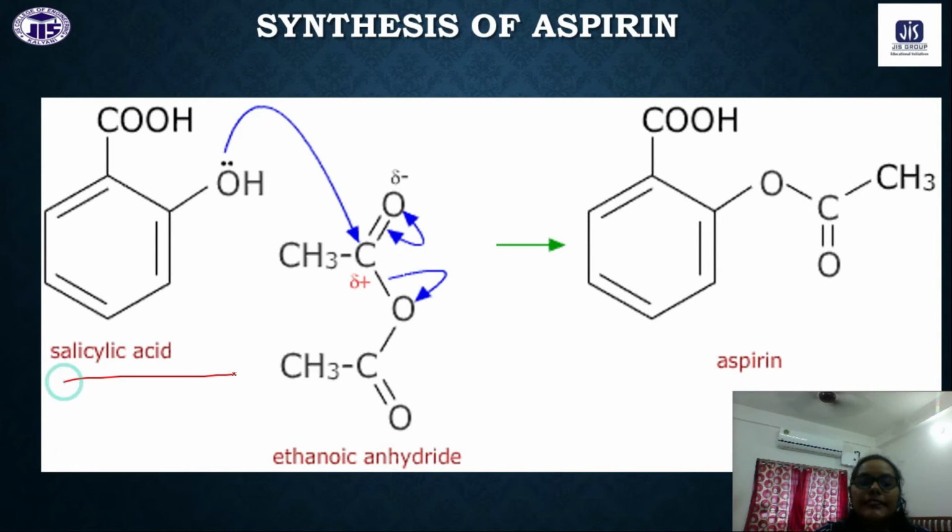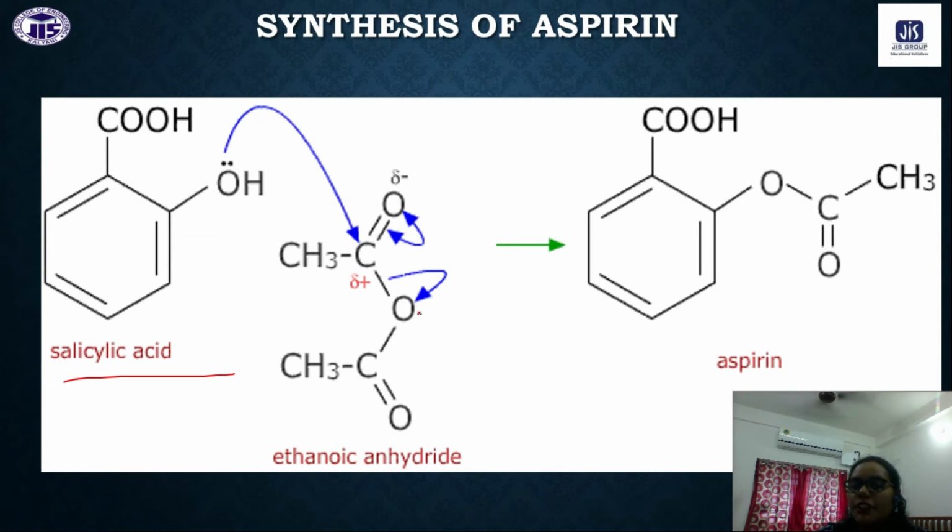What will happen? This is salicylic acid, right? First of all, the lone pair of this phenol will attack this carbon atom. This is the acetic anhydride. This lone pair will attack the carbon atom and attach to it, and after that this bond will break. Look here, this bond will break, and it will form CH3COO minus, right?